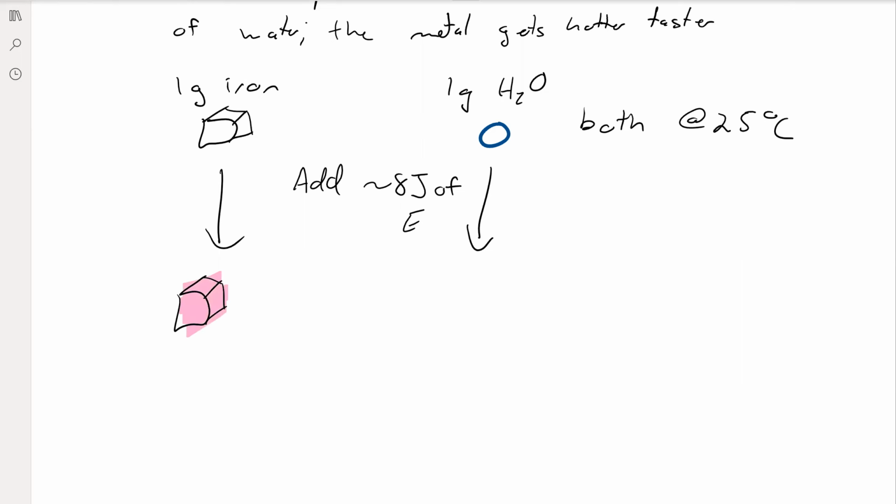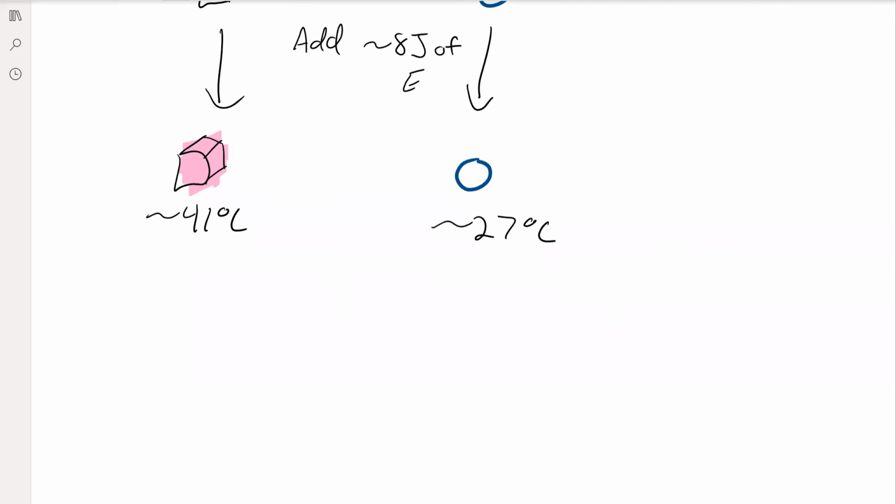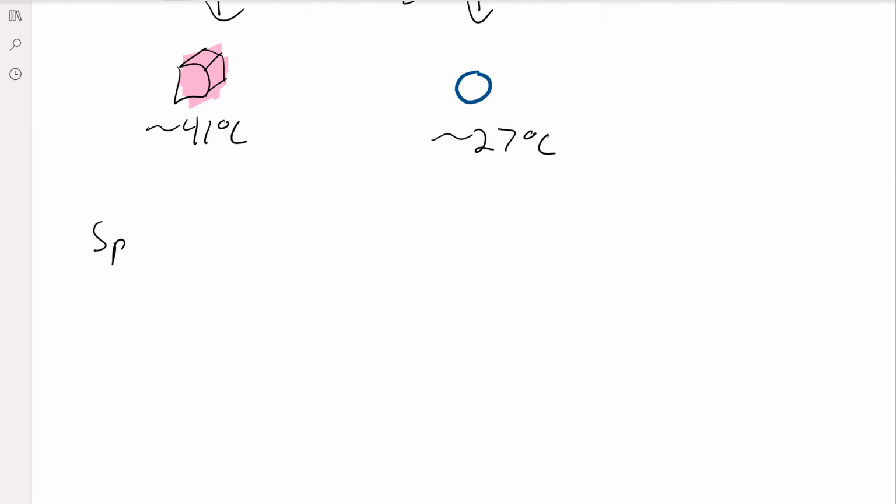The metal block will get quite toasty and it'll go up to about 41 degrees Celsius, while your drop of water won't experience nearly as much of a change. It'll only be about 27 degrees Celsius. Even though we've added the same amount of energy, the temperature hasn't changed by the same amount. And so this is what's known as specific heat capacity.